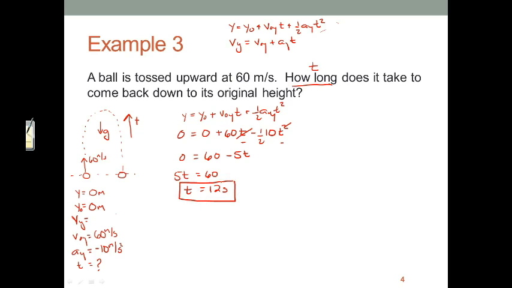Now, we're done with this problem at this point. We've found how long it takes. But just because we can, let's find that velocity. How fast is it going right before it hits the ground? So v naught y was 60, a sub y was negative 10, and t is 12. Okay, so that's 60 minus 120, which is negative 60 meters per second.